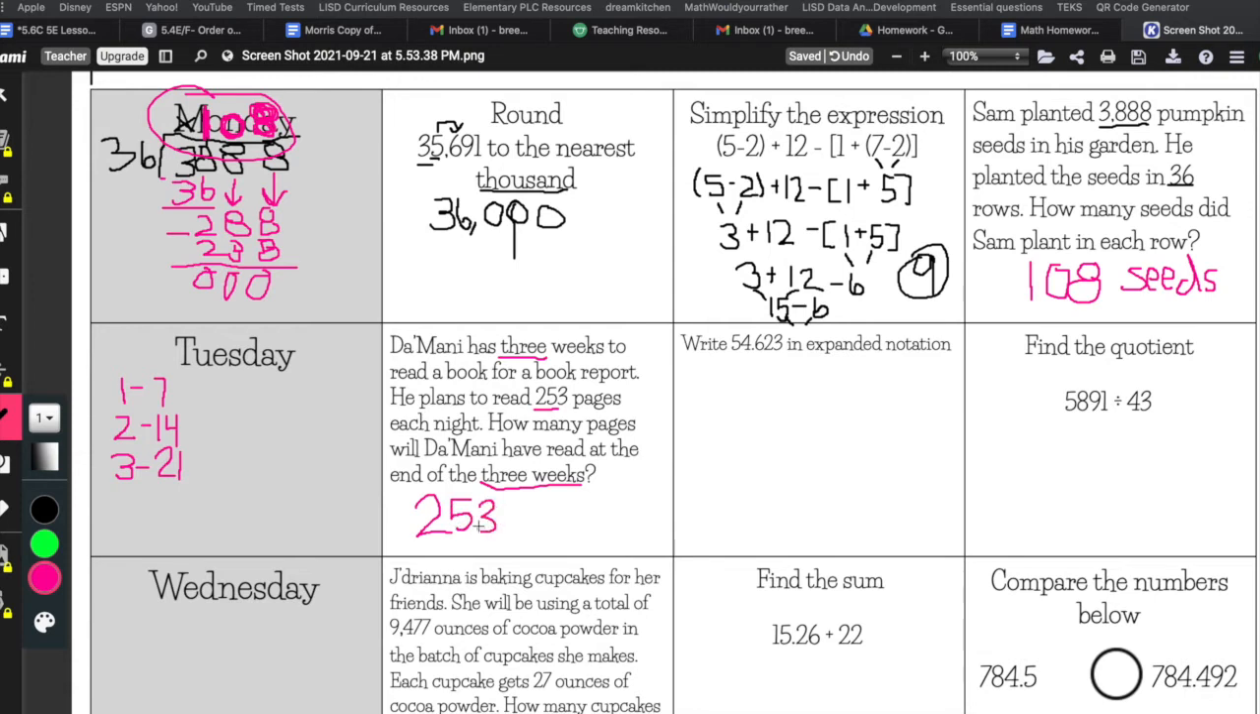253 times 21. This is an easy problem. You guys are good at these, so I will set up the area model for you, but I'm going to let you solve it. If you are just stuck, then bring it to me at school and let me look at it, but you shouldn't be. 2s are easy, 5s are easy, 1s are easy, 3s you should know. Easy peasy. So we'll set up your area model for you to make sure you've got it good.